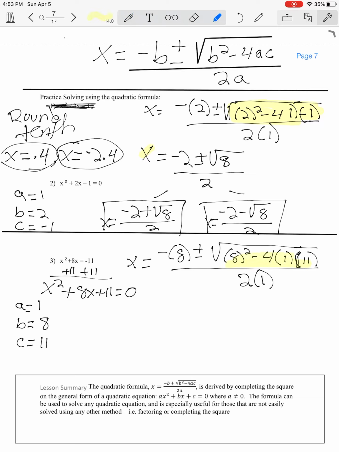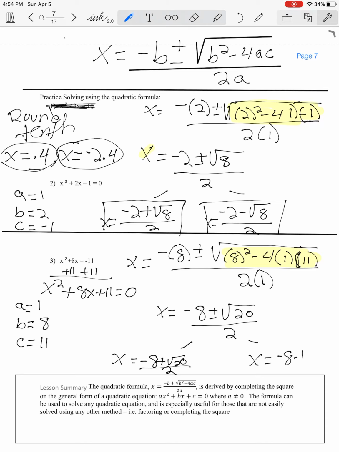Now, I'm just going to take what's under the radical, just the highlighted area, and I'm going to put that in the calculator. So when I rewrite that, I get negative 8 plus or minus the square root of 20, all over 2 times 1, which is 2. That is in radical form. When I want to find the answers, I'm going to do x equals negative 8 plus the square root of 20 over 2, and x equals negative 8 minus the square root of 20 over 2.